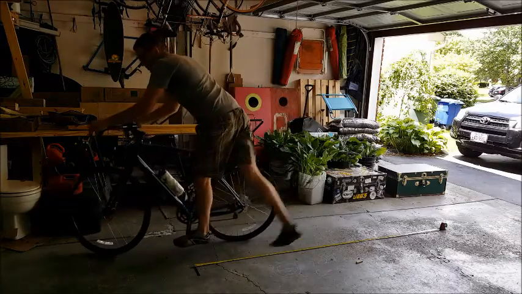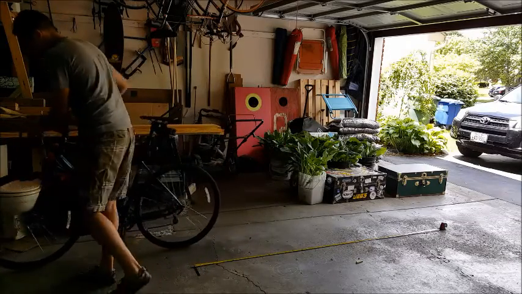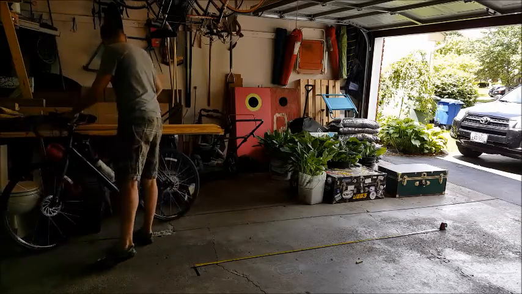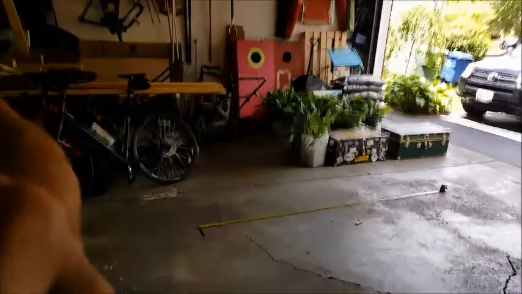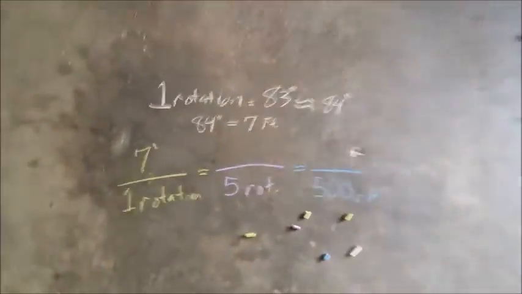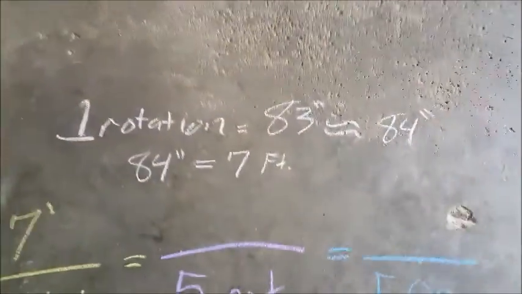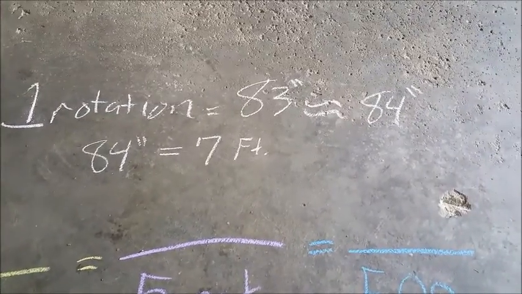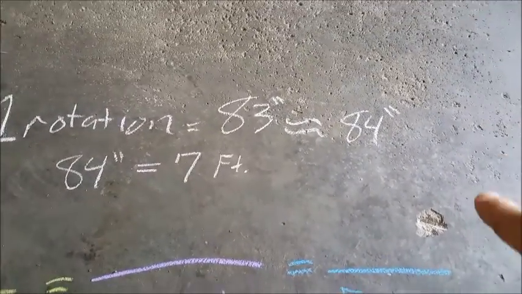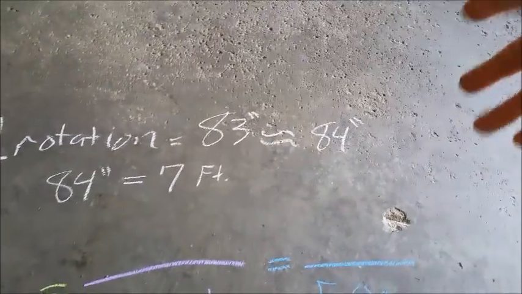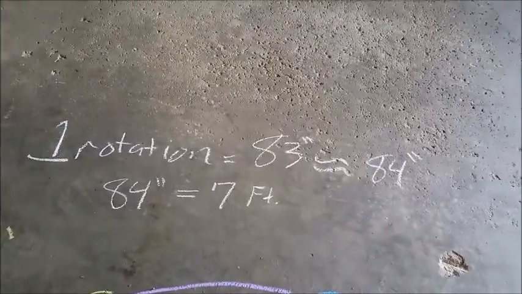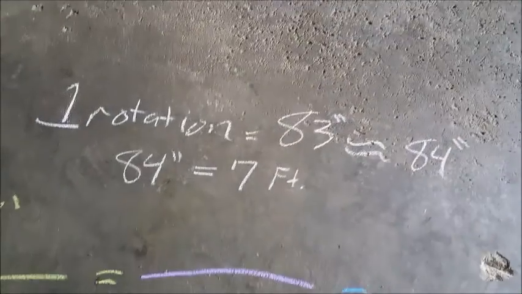So when we know how far we can travel on one spin, one rotation, one circumference, one cycle, whatever we want to call this, we can take this and do some math with it. So we know that one rotation is approximately 83 inches. We're going to say 84 actually, because my measurement was approximate. I just spun the tire, and honestly, 84 is easier to work with.